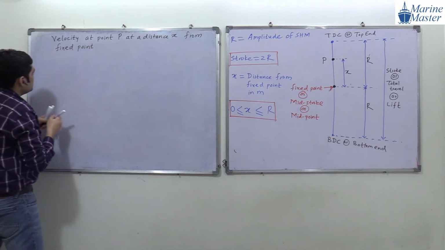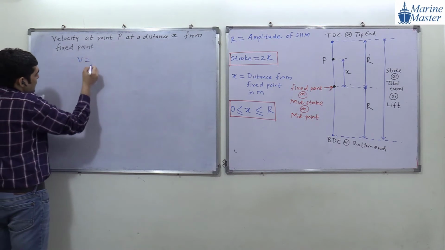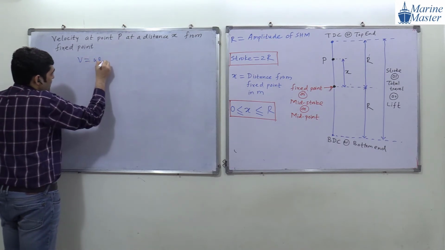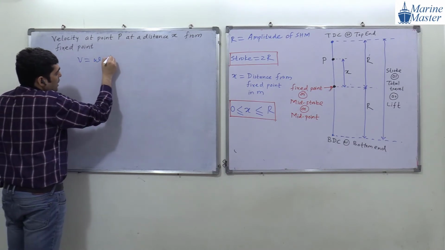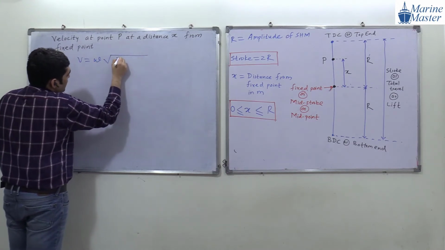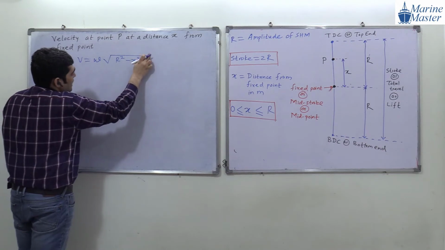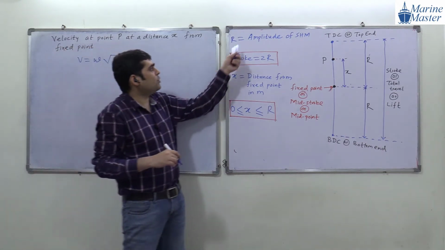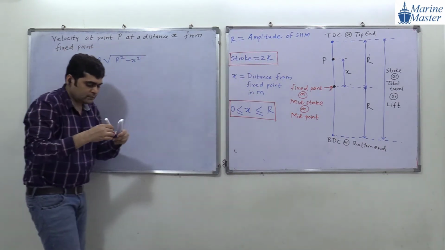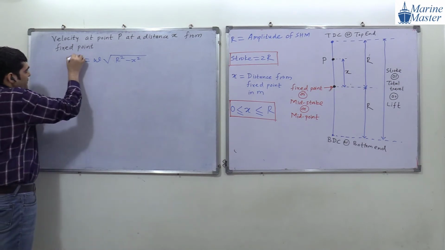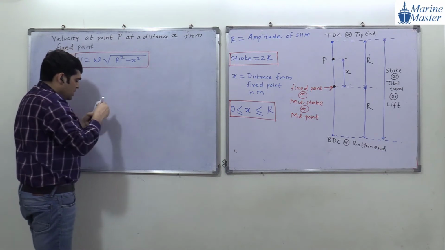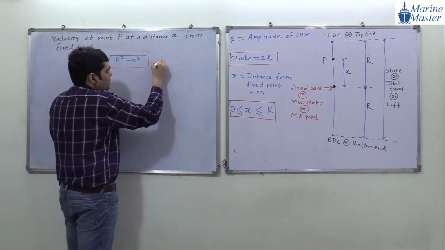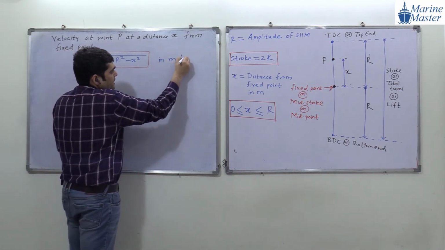Then what will be that velocity? Sorry, v is equal to omega into the square root of r squared minus x squared. And what is the meaning of r? R stands for the amplitude of SHM. So in this scenario, we get the velocity. And the unit of velocity is meters per second.